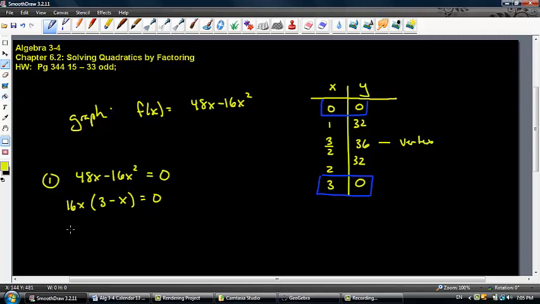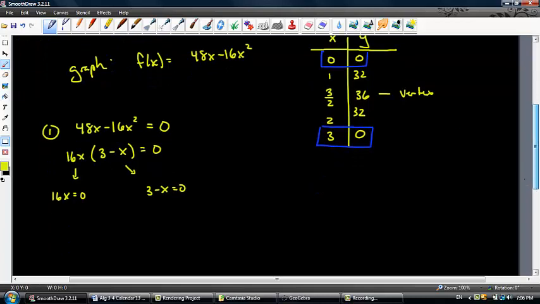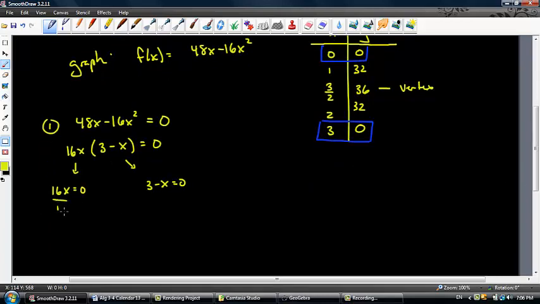Now there's a rule called the zero product property, which says that if two things are being multiplied and they equal 0, then either the left side thing equals 0 or the right side thing equals 0 or both. Let's solve for x both times. If I divide by 16, x is going to equal 0. If I add x to both sides, then x equals 3. Well, what do you know? At 3, I have a 0. At 0, I have a 0.